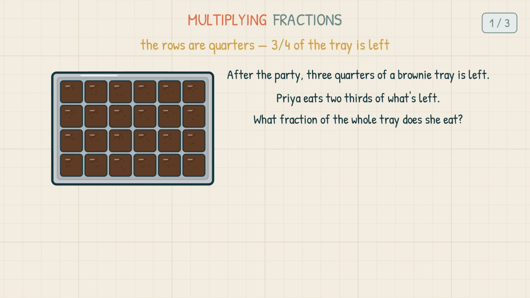Let's watch it happen. The tray held 24 brownies in 4 rows of 6. At the party, the top row went, 6 brownies. The rows are quarters, so with 3 of the 4 rows left, 3/4 of the tray is left.